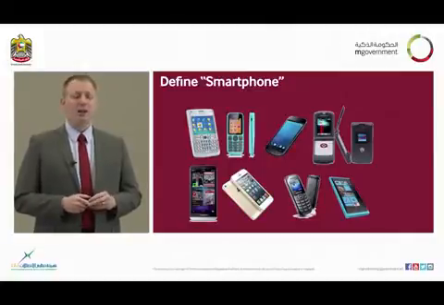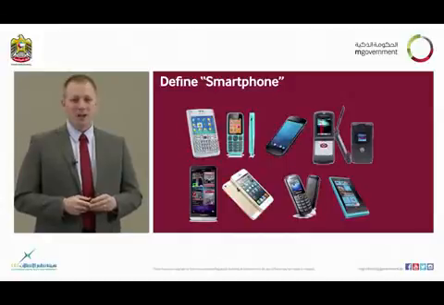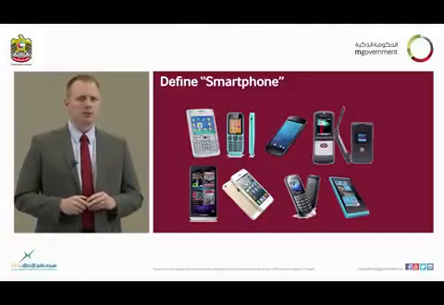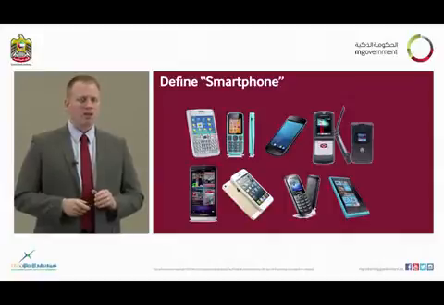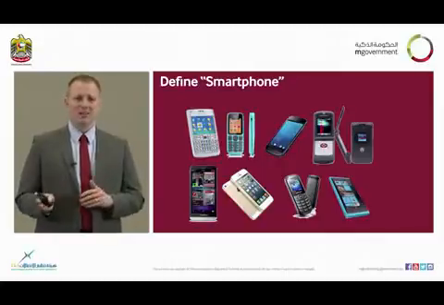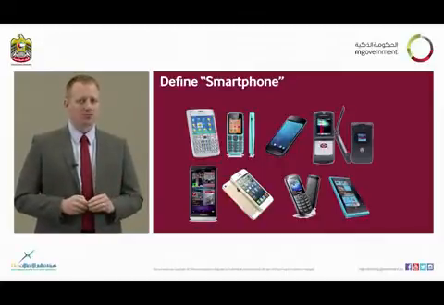Some very clearly are. You see an iPhone on there. Easily, that's a smartphone. But there's also a Nokia on there. Is that a smartphone or is it not? Now, some people would say yes, some people would say no. Let's have a look at what has changed and what has caused this to be ambiguous as to whether it is or is not a smartphone.